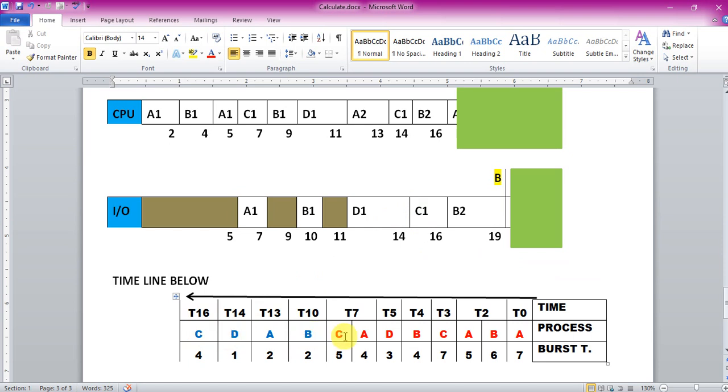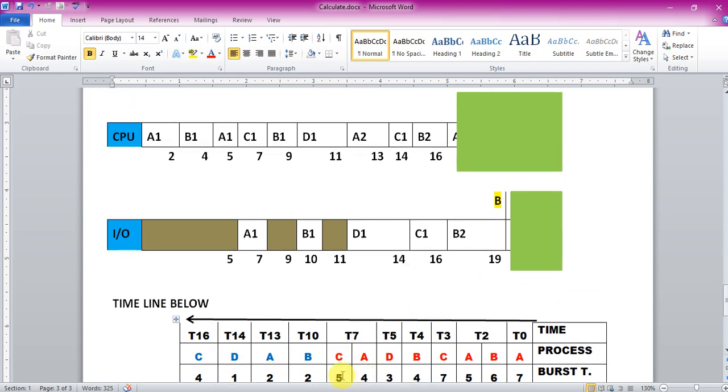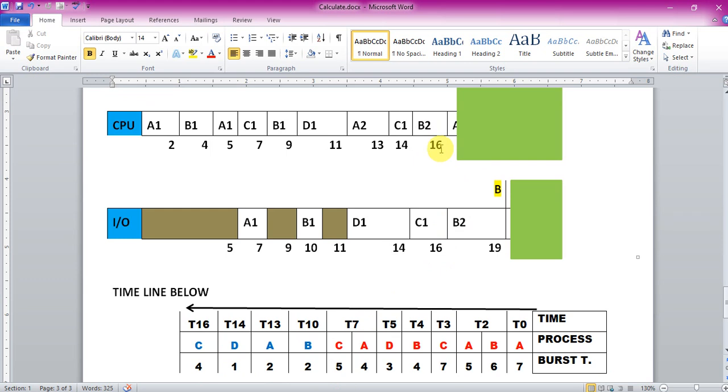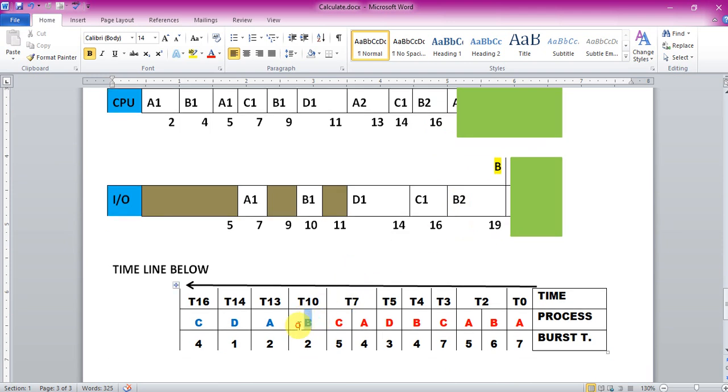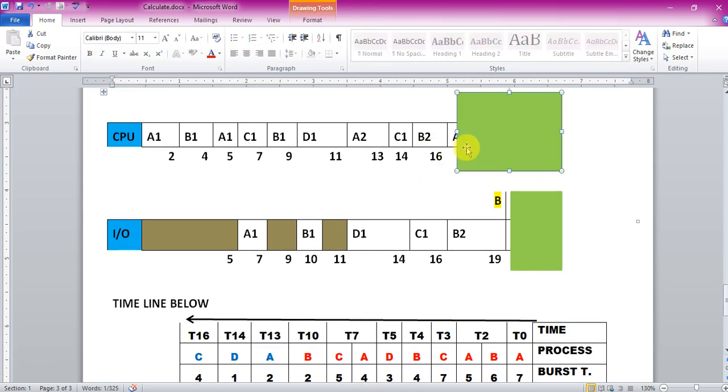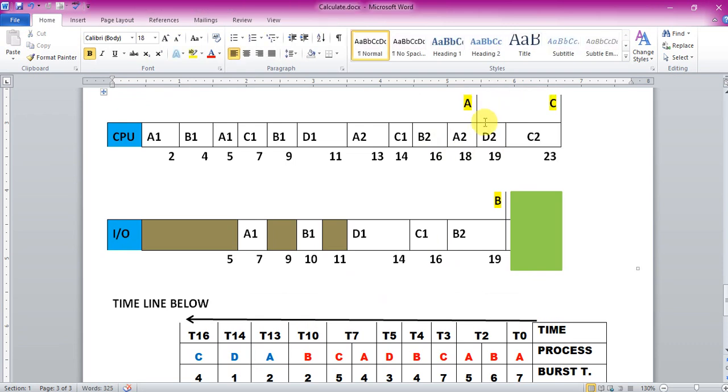The same applies to all here, and B gets a chance. B gets the chance at 16, then it leaves, or is deleted. Yes, it leaves the system. B has completed execution and left the system. The next chance is given to A after the end of B.